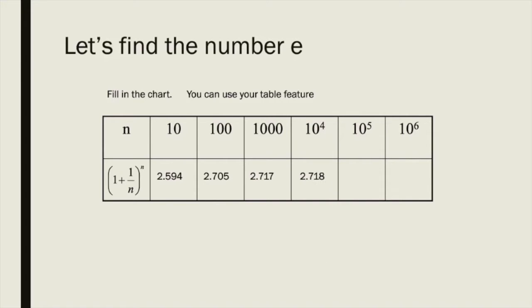So what is 2.718? Is yours rounded? 2.7181. What about 10 to the 5th? 2.7183. And then 10 to the 6th. Mine are 2.7183. So it's getting closer to that 2.718. And those last two are both 2.7183.